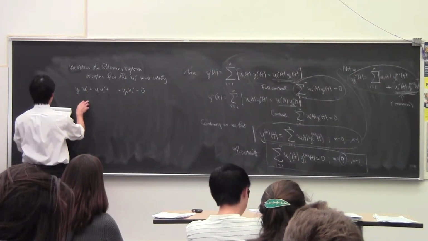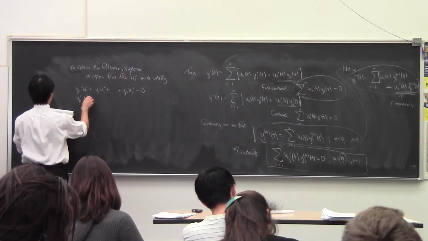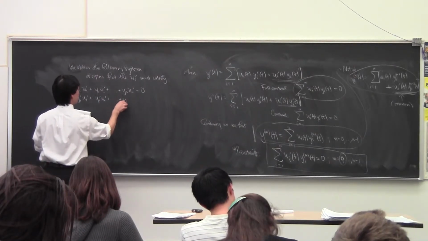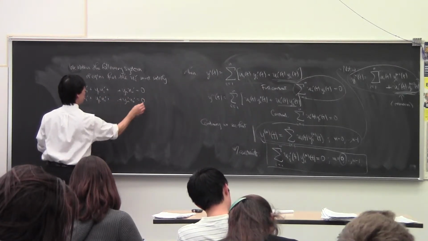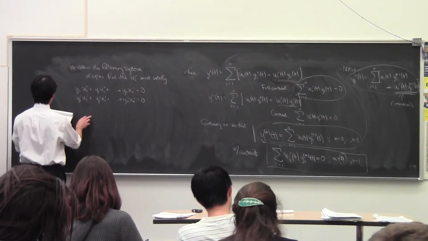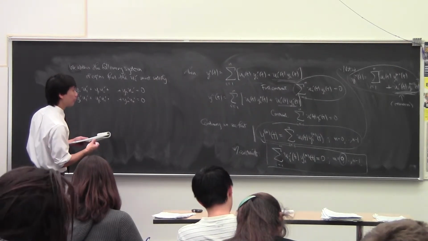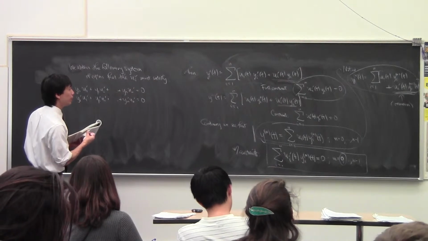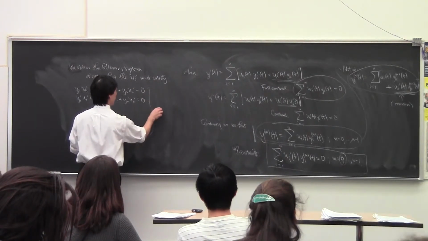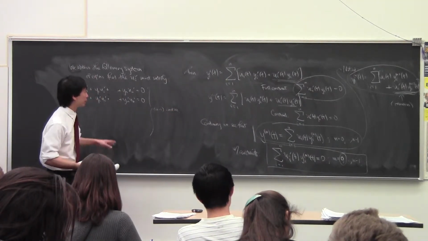Now I'm going to write the second constraint. The second constraint will be y1 prime u1 prime plus y2 prime u2 prime plus up to yn prime un prime. And then I'll have n minus 1 conditions here. Those are the constraints.